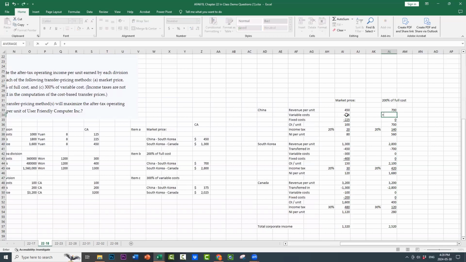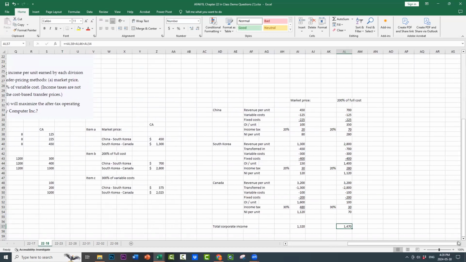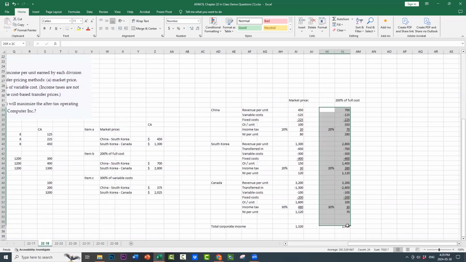This is still going to be the 3,200. I can take this from over here, right? That's not going to change. Yep, this is perfect. So I can take this from over here. There we go. So we're going to make $280. We're going to make over here $1,120. We're going to make over here $70. Total will make $1,470.